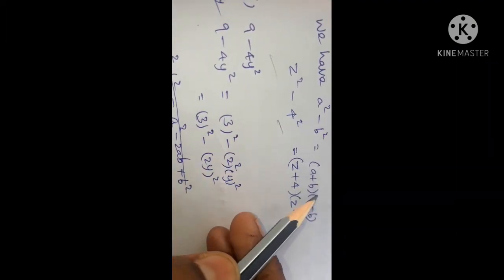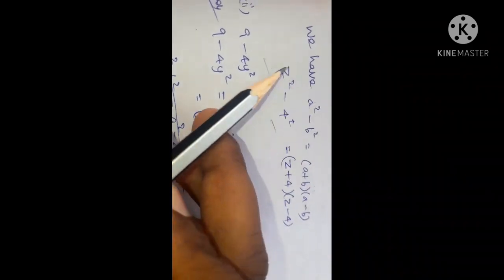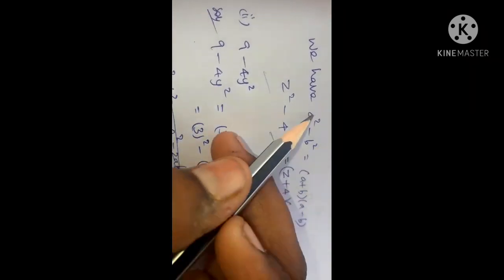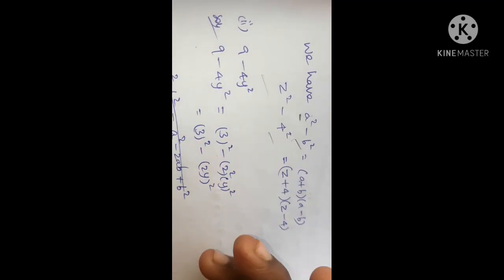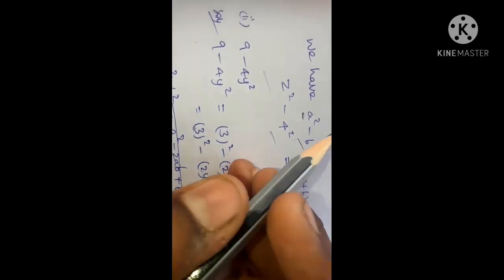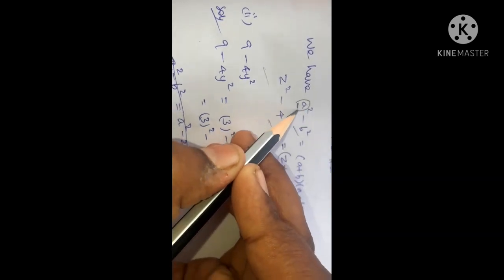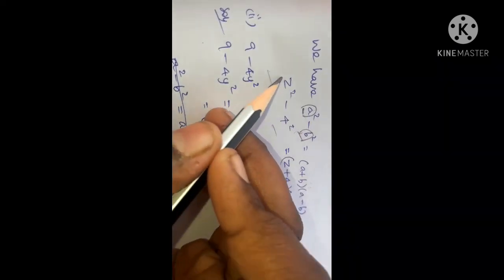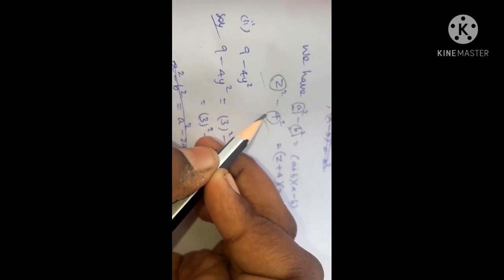Now here there is no square, right? So straight away you should not put z square here. Here only the variables and the numbers are there. Only that one. No, not the square of them. Okay. So you should take only the value of a, only the value of b. Here the value of a is z and b is 4.